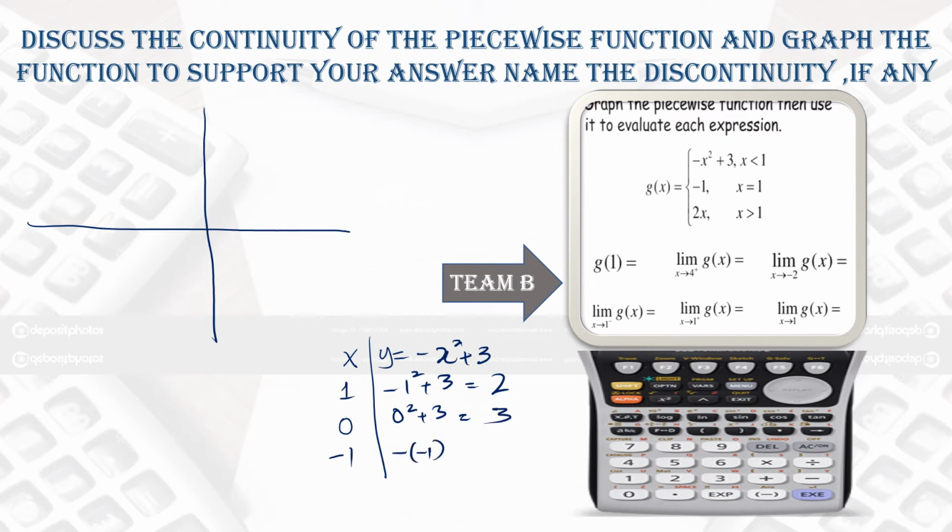And if we put here -(-1)² + 3, so -1 + 3, the answer is 2. So let's see how we can make this one. So this is 1, 0 and -1. On 1 the answer is 2. On 0 the answer is 3. And on -1 the answer is 2. But x is less than 1, it means on the 1 the point will be hollow. The reason is it is not included.